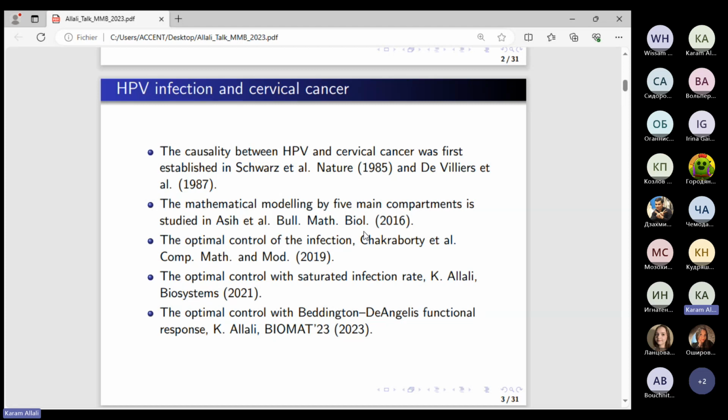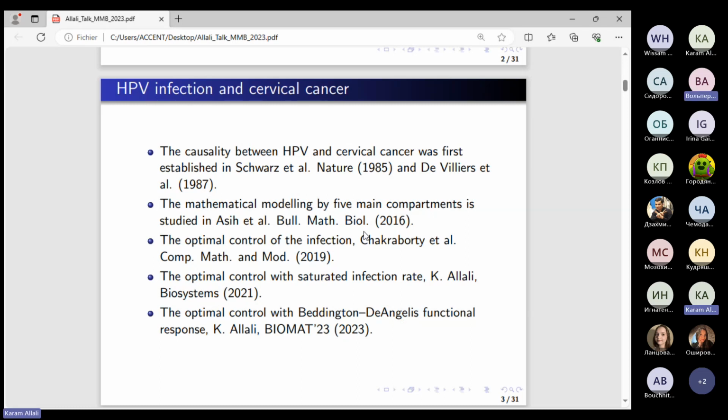Among those works I cite, for example, the mathematical modeling by five main compartments studied in Asia et al. in 2016. The five compartments are HPV, human papillomavirus, also the susceptible cells, and the susceptible cells become infected by the virus, and after that we have precancerous cells, and after that the cells become cancerous cells.